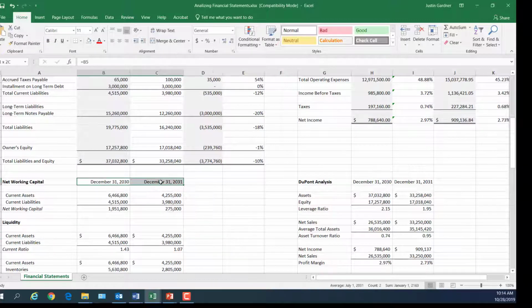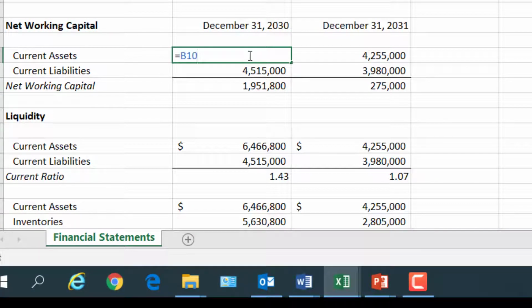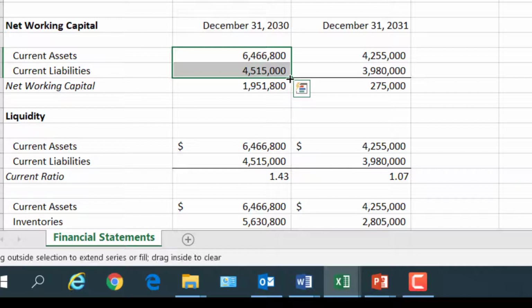And I've got two columns, one for each of the years, and then I just list the items that are a part of the calculation for whatever it is that I'm looking at. So in order to calculate the net working capital, we take our current assets, and I just use a cell reference. So I found the current assets above me and used an equal sign to enter a cell reference, and I got the current assets. I did the same thing for the current liabilities, and then I just dragged these over like this in order to move over to the next column.